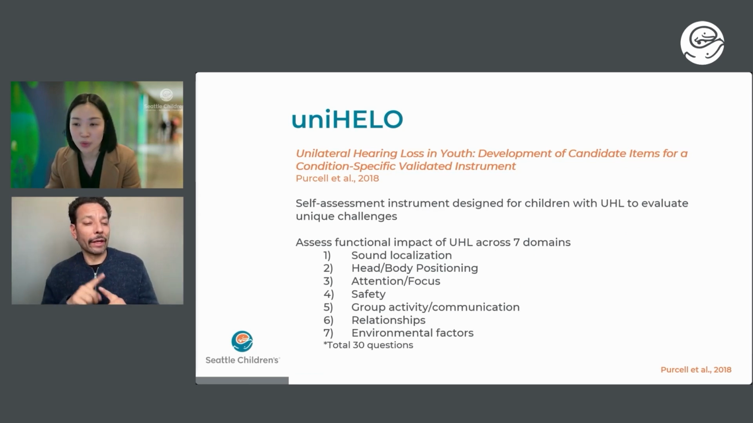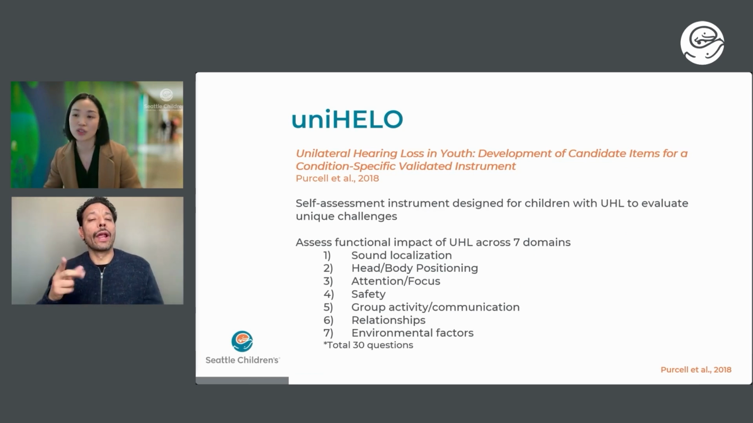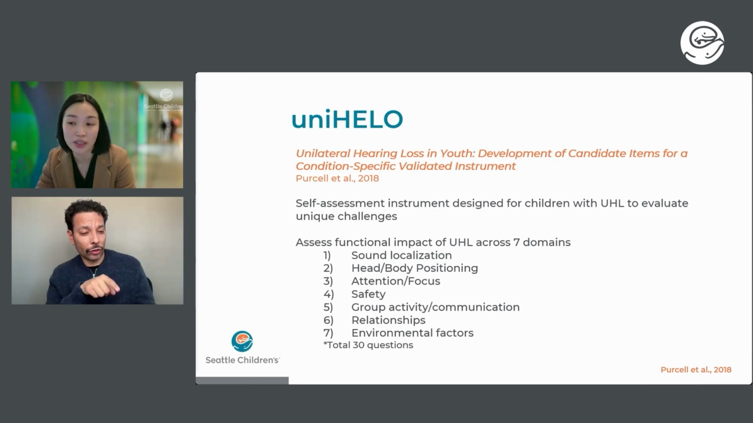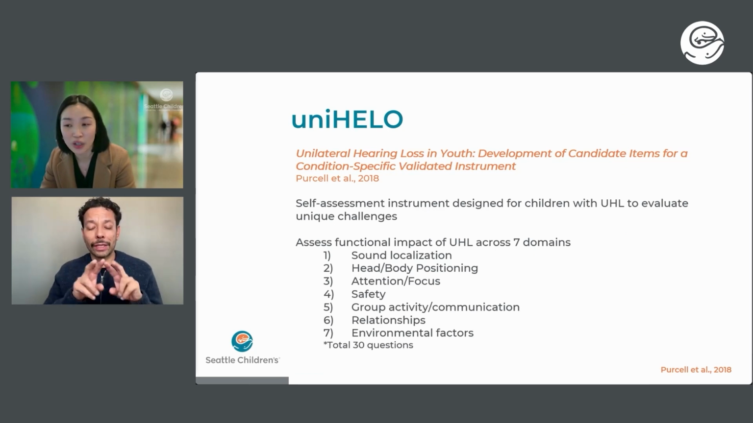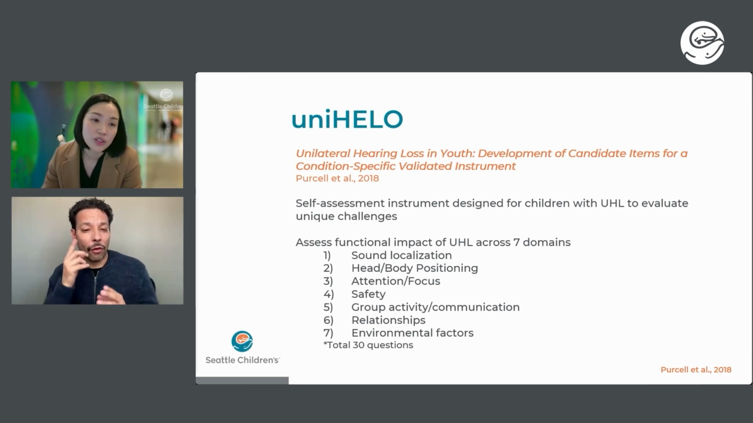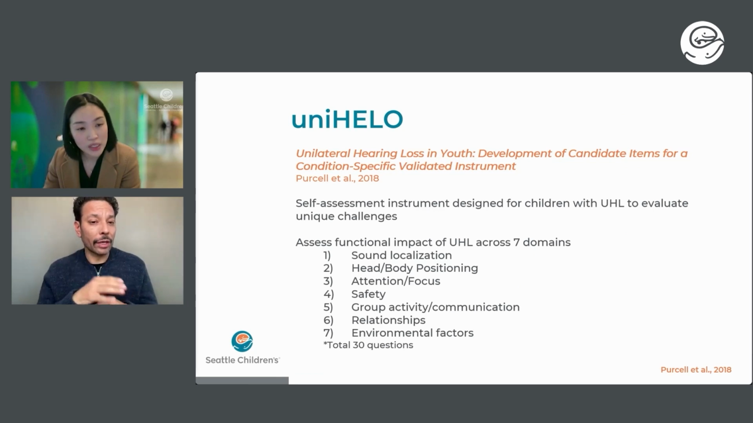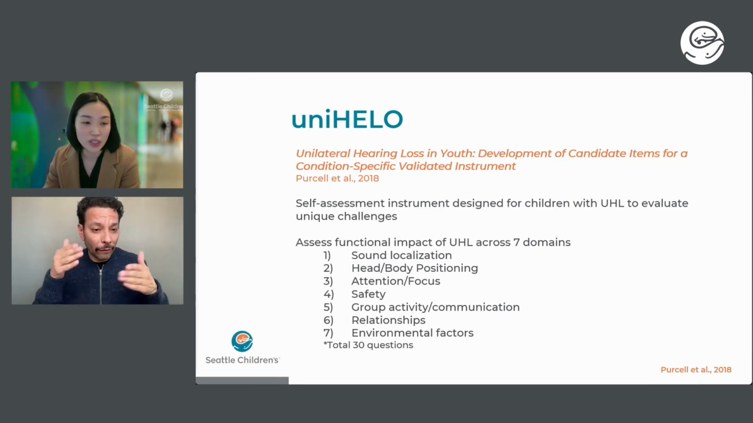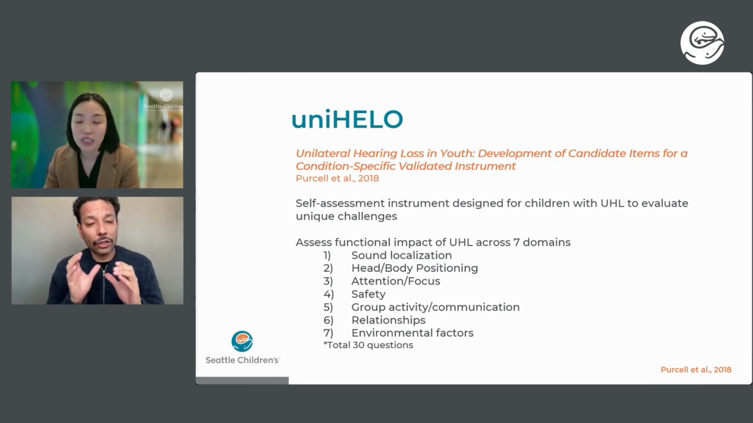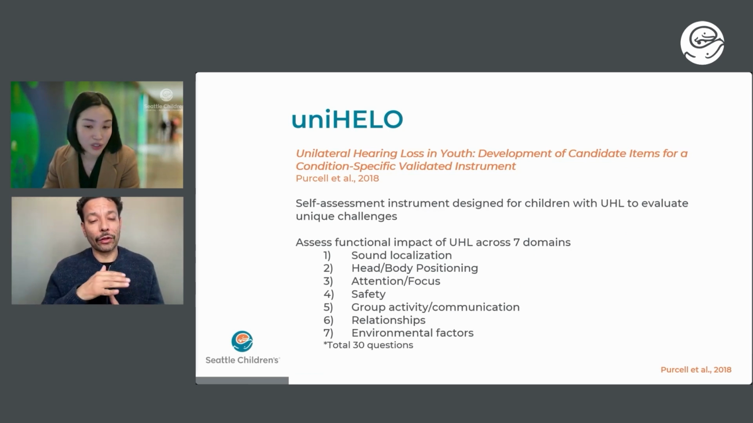It was developed using a cohort with unilateral hearing loss who answered validated questions pertaining to common listening difficulties for this population. So the team aimed to develop the functional assessment instrument that informs hearing health providers about the need for devices or rehabilitation. It addresses 7 different domains: sound localization, head and body positioning, attention focus, safety, group activity and communication, relationships, and environmental factors. So a total of 30 questions.